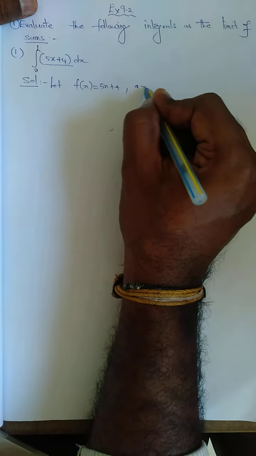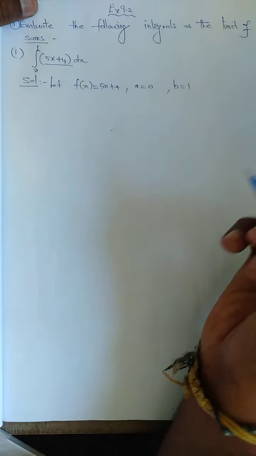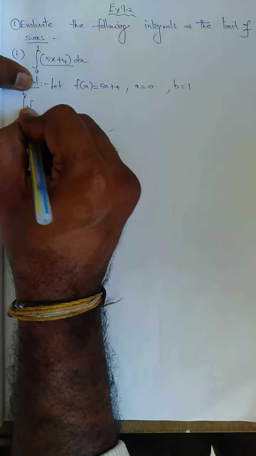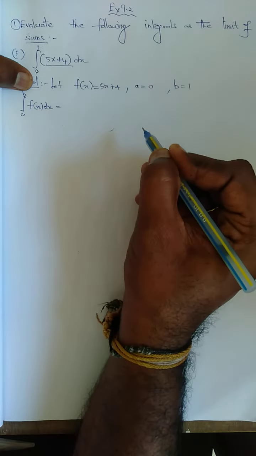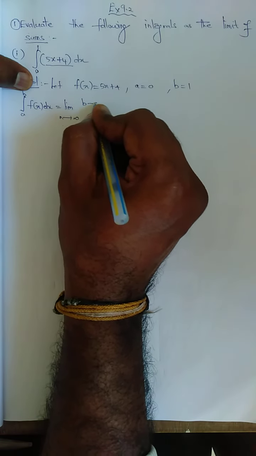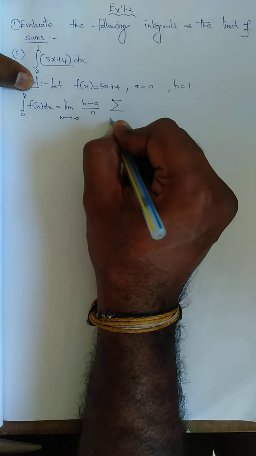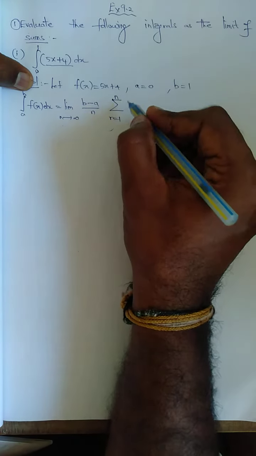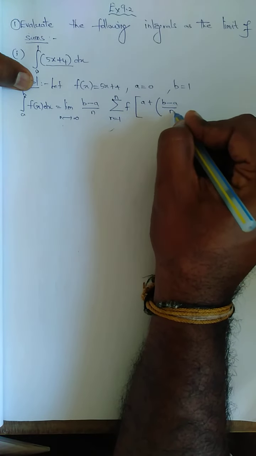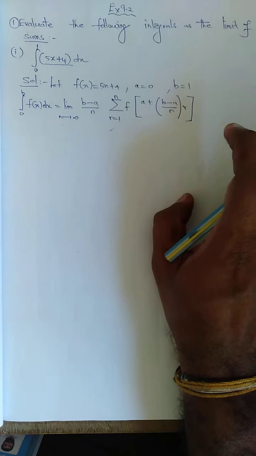Next, the lower limit a is 0. The upper limit b is nothing but 1. Next, write the formula. What is the formula? The integral from a to b of f of x dx is equal to the limit as n tends to infinity of (b minus a) by n, the summation from r equal to 1 to n of f of (a plus (b minus a) by n into r), close the bracket. If you write this formula once, you can easily solve this sum.